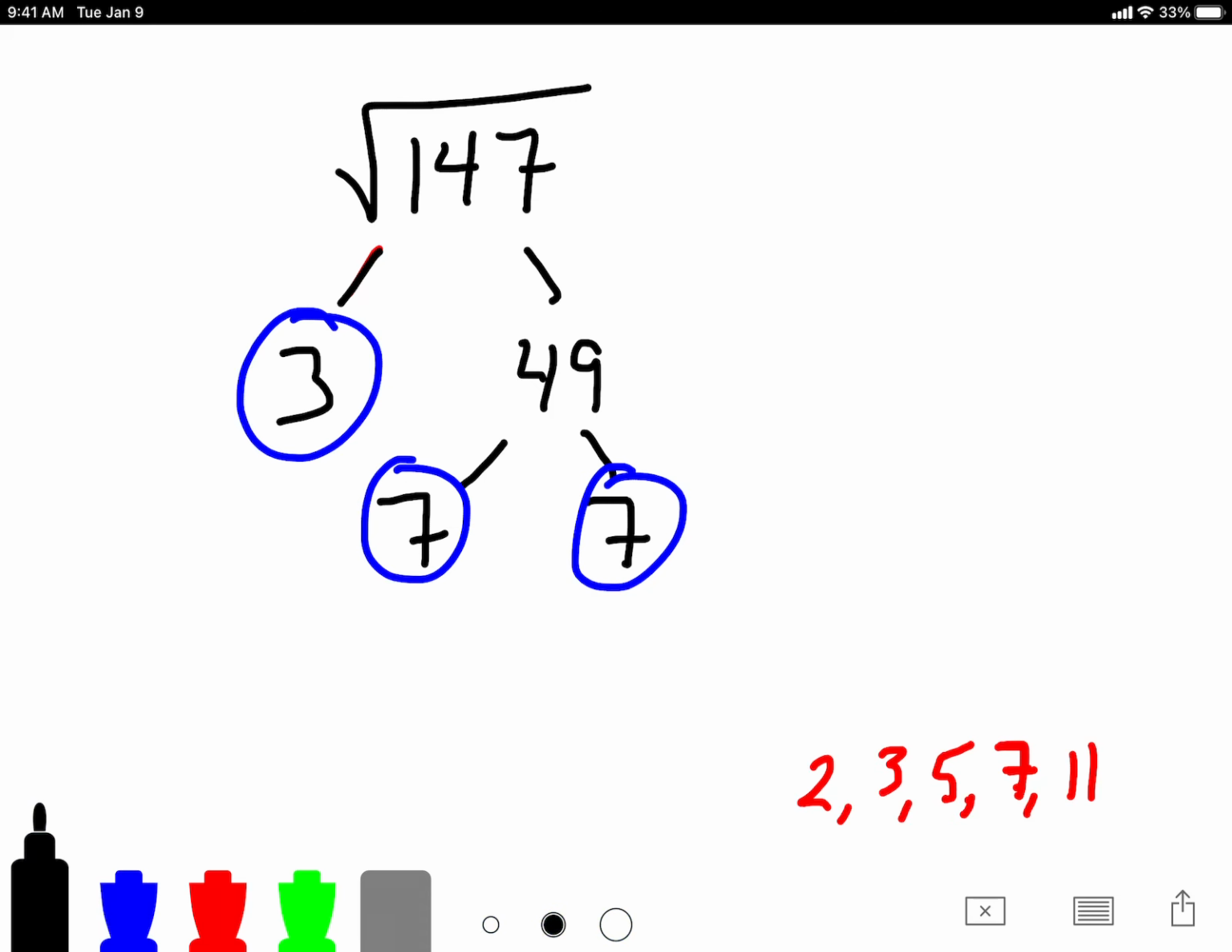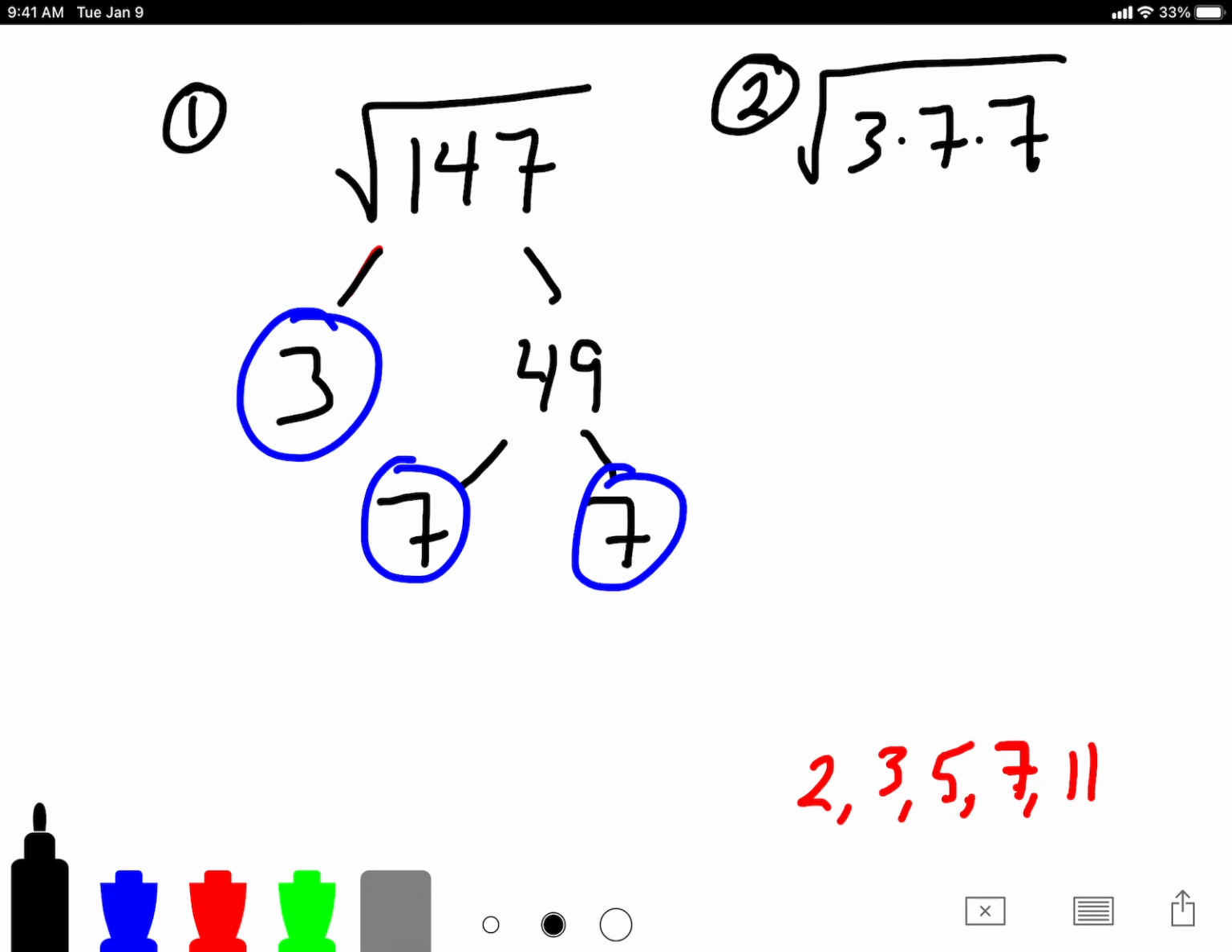Okay, so when we're simplifying square roots by hand, the factor tree is only the first step. Our second step is going to be to line these back up underneath the radical, underneath the square root sign. So this is the square root of 3 times 7 times 7. Please remember that we've talked about how square roots and squares are equal and opposite. So if I take the square root of 7 squared is 49. The square root of 49 is just 7. And so if I take the square root of a square, all I'm left with is the base number.